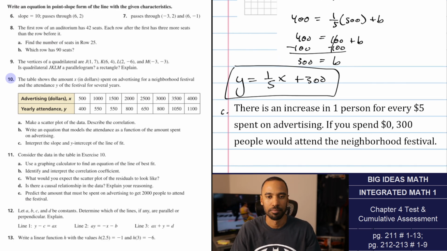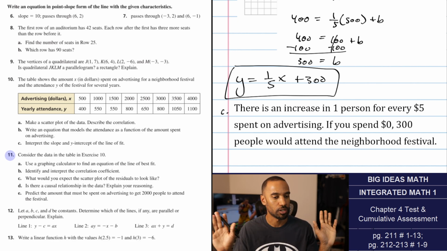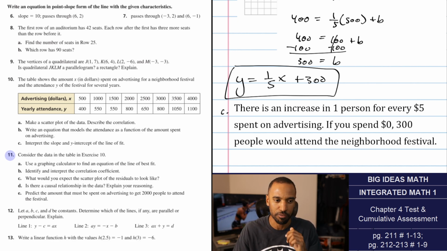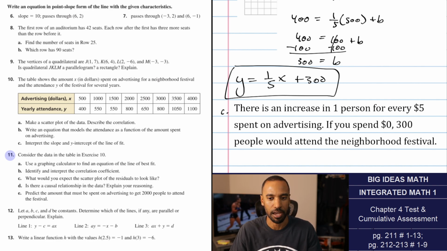Okay, number 11. Consider the data in the table in exercise 10. Use a graphing calculator to find an equation for the line of best fit. So now we go to the graphing calculator. Good thing I didn't use it yet. I'm going to type those values in. Stat, edit, and I got the following numbers.